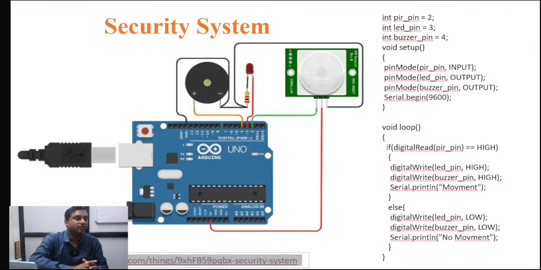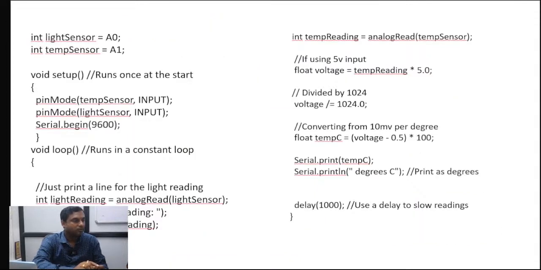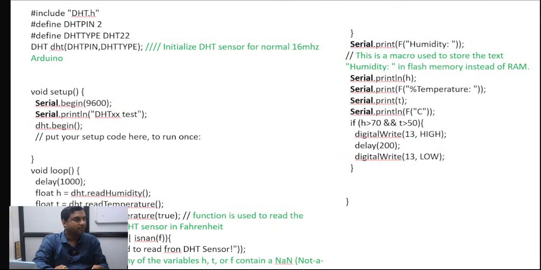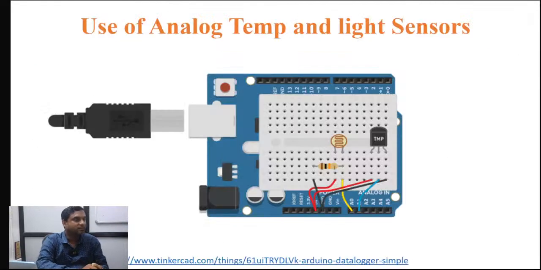So this PIR sensor will give digital data. Now we'll talk about some analog sensors. So go to the diagram. You can see in this diagram, we are using some analog temperature and light sensors. Basically, you can see in this figure there is a temperature sensor, we can have LM35 as the temperature sensor. Then we have an LDR. If there is light, it will detect and show the intensity of the light.